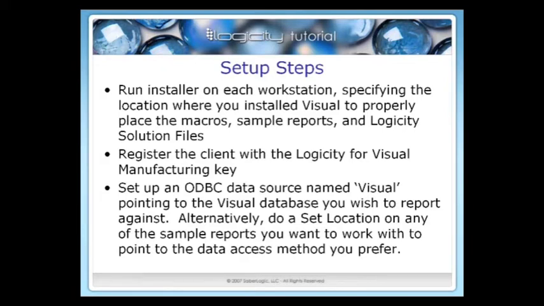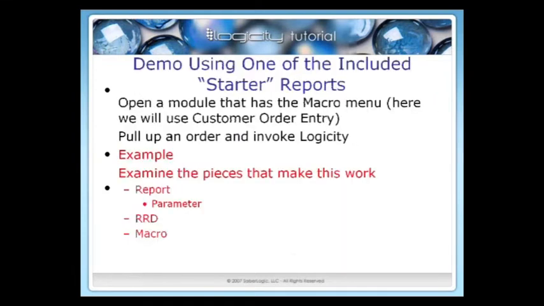And lastly, and this is an optional one, we include Crystal Reports with the software. We'll talk a little bit more about them on the next slide here. But if you want to use those reports right out of the box without needing to do anything on your end, you'll need to set up an ODBC data source named Visual and point it to your Visual database. If you use any other ODBC data source name already, because maybe you already developed some Crystal Reports internally, you can still use our reports. You'll just need to do a Set Location on them and point them to the ODBC data source that you prefer.